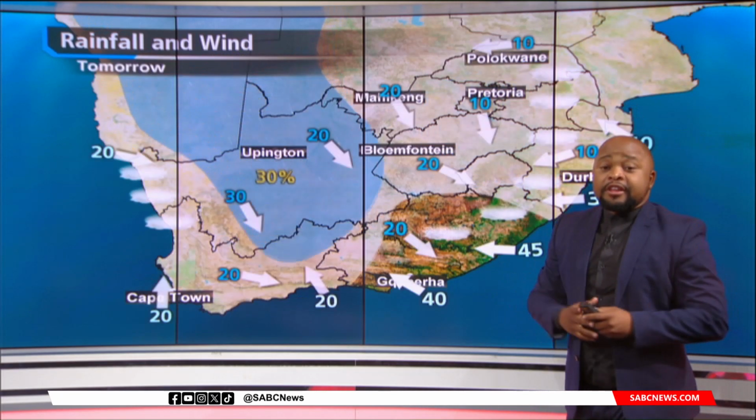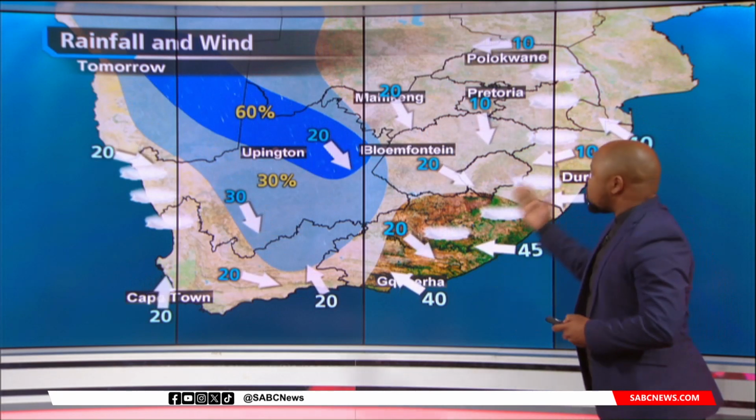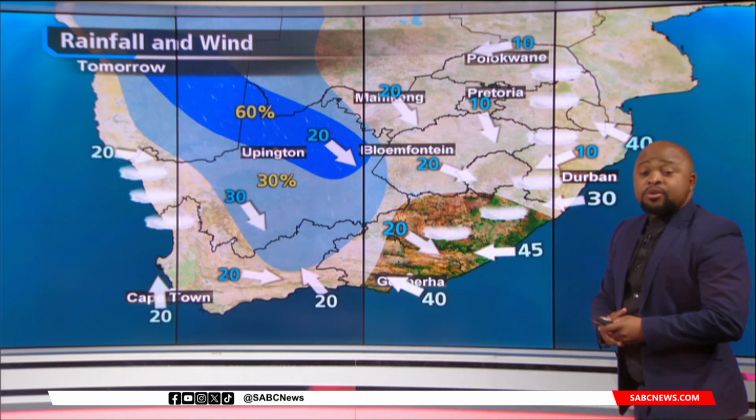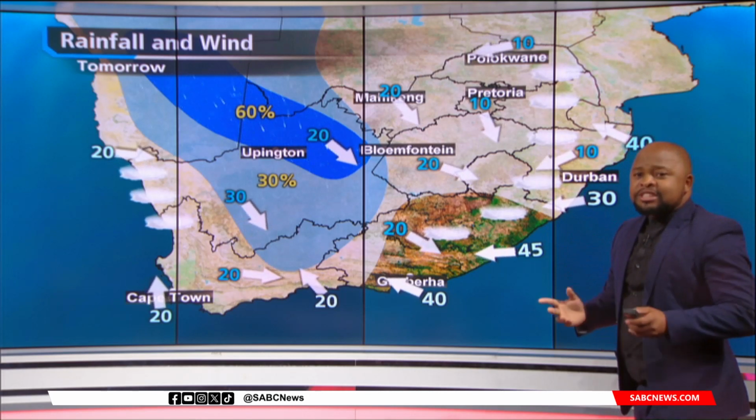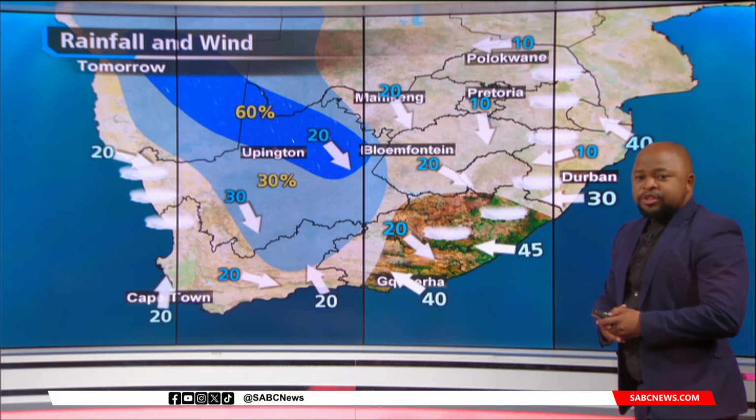And for tomorrow morning, there is a very good chance of some fog patches over the interior of the Eastern Cape, KwaZulu-Natal, Mpumalanga, and Limpopo. And this may reduce visibilities on the roads in the early hours of the morning. So please drive carefully on the roads, especially on the N3 between Pietermaritzburg and all the way towards the city of eThekwini.